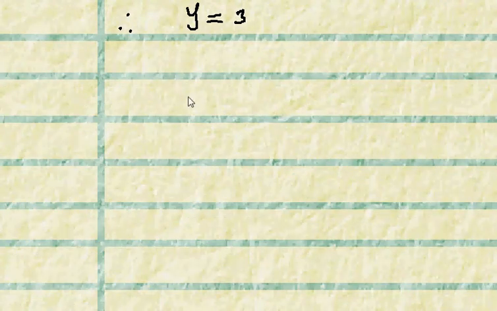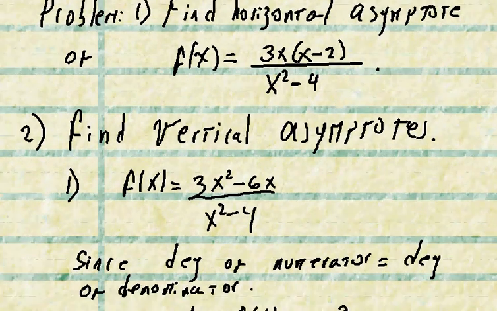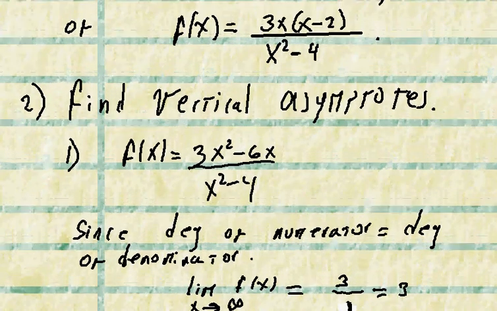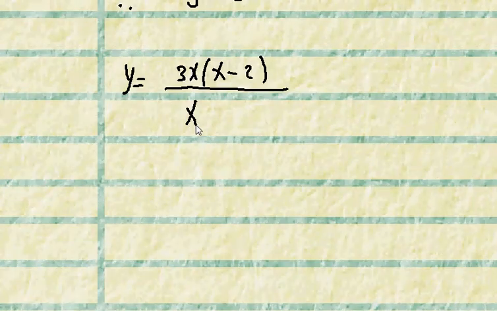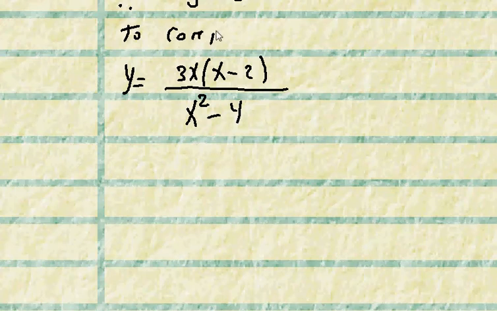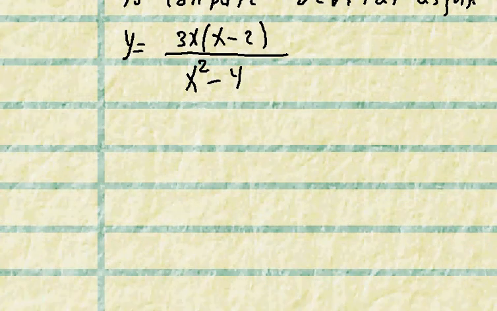So I have that f of x is equal to 3x times x minus 2, and the denominator is going to be equal to x squared minus 4. Alright, to compute the vertical asymptotes, there may be more than one vertical asymptote. So what I need to do is set the denominator equal to 0. So I have to find out where x squared minus 4 is equal to 0.